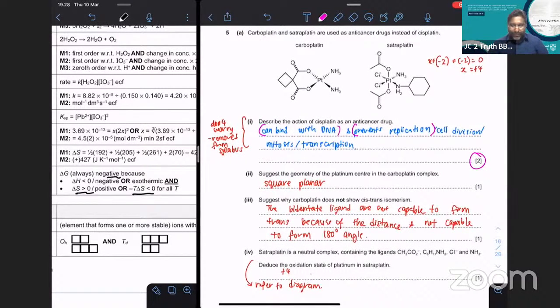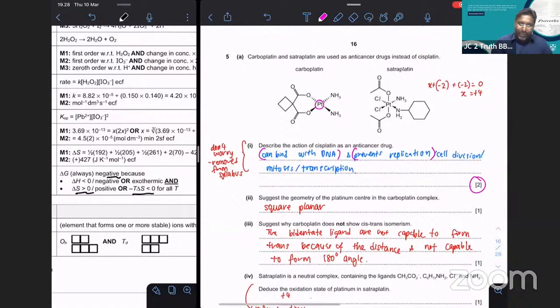Now, suggest the geometry of platinum centre in carboplatin complex. In the carboplatin complex, the coordination number is 1, 2, 3, 4. If it is 4, they are showing it in this form, you see 2 going behind, 2 coming in front. So they didn't show it in this form. If they showed it in this form, then it would be different. This is tetrahedral. This is what we call square planar. So square planar.